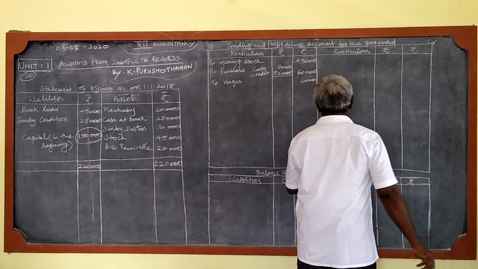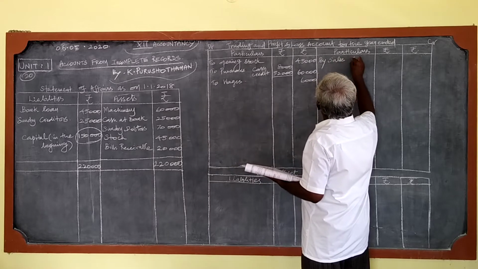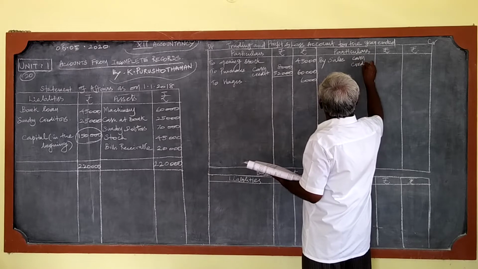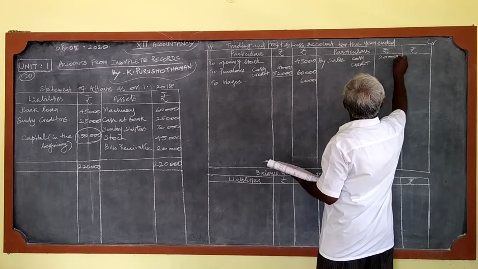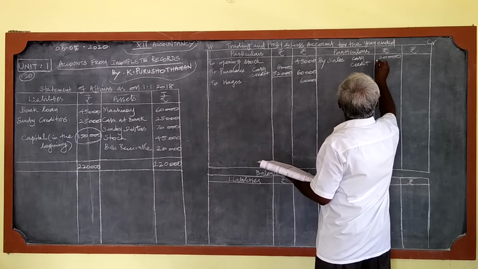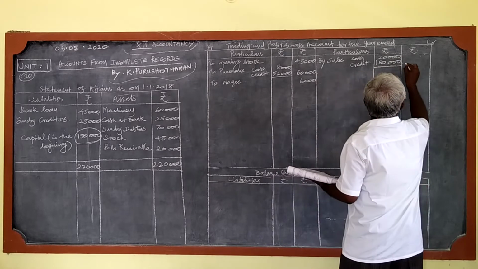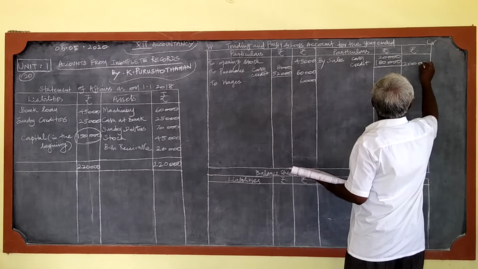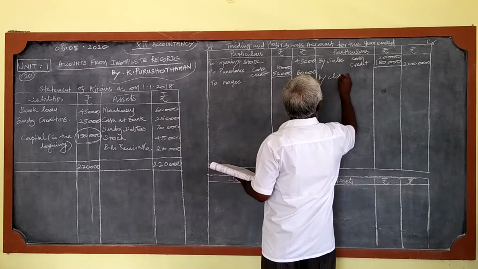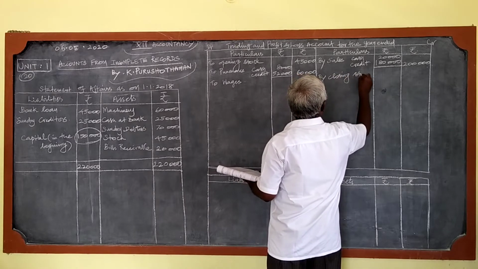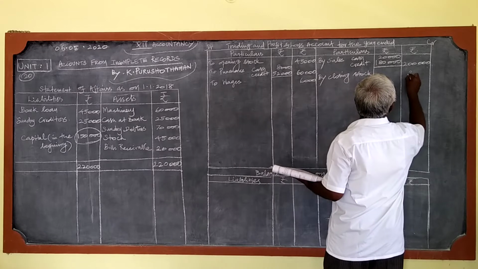On the debit side, I hope it is over. And on the credit side, by sales, cash, credit, both are given in the sum. Cash sales 20,000. And the credit sales 1,80,000. So total comes to 2 lakhs. Then the last item to be written on the credit side is by closing stock. Closing stock, that is stock at the end of the year, 22,000.